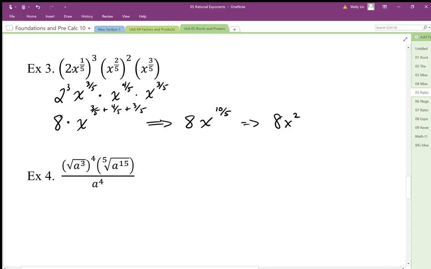We can group them into powers and roots that will undo each other as well. That's another way to do it. So we'll do it two ways.